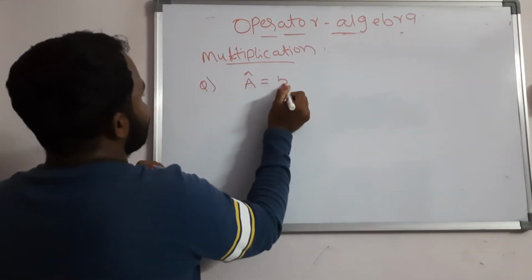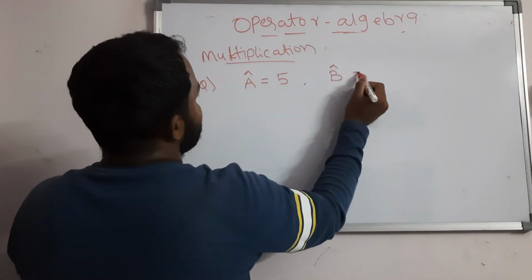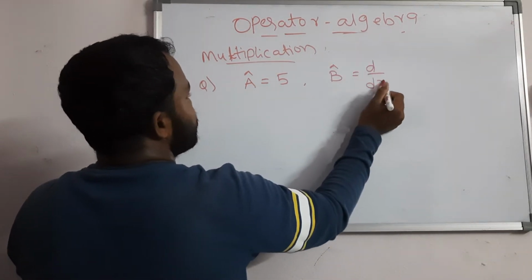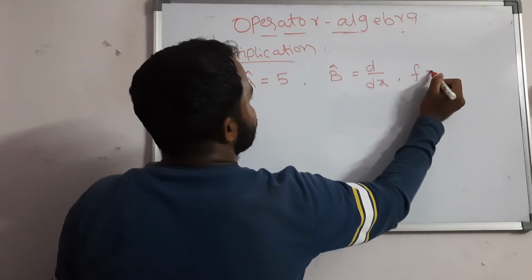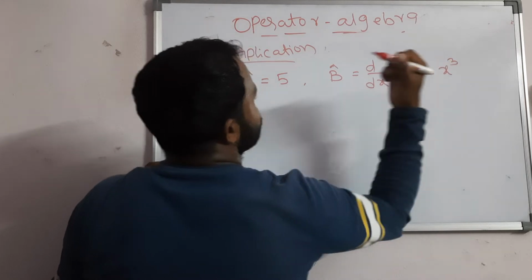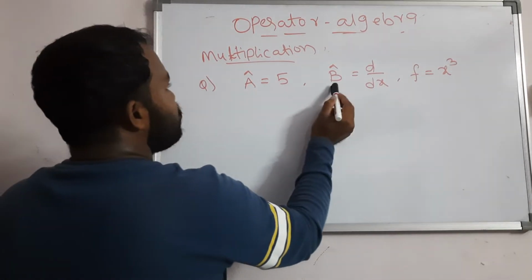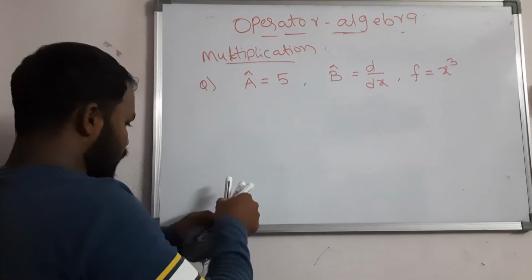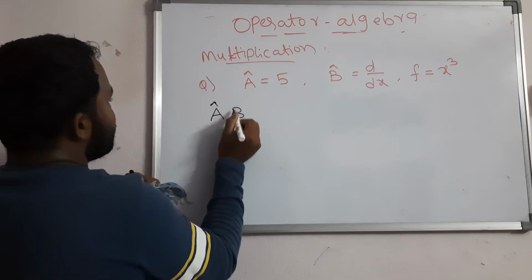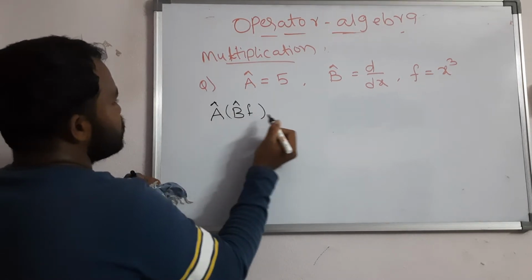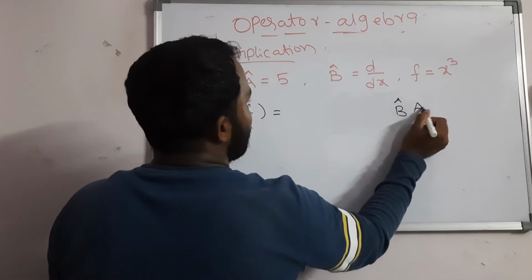If A cap is 5 and B cap is d by dx, and f is a function, let me take f as x cube. First I am going to write A cap into B cap into f, and then B cap into A cap into f. Let us see what the answers are.